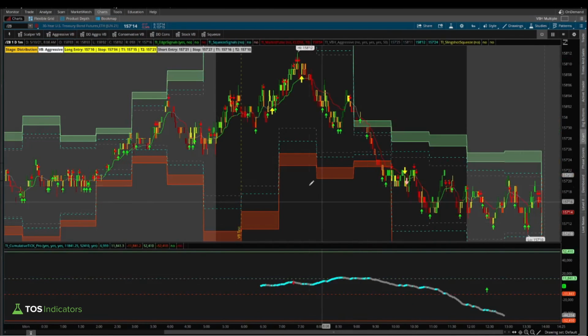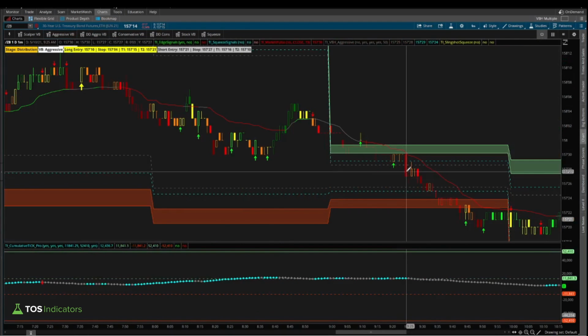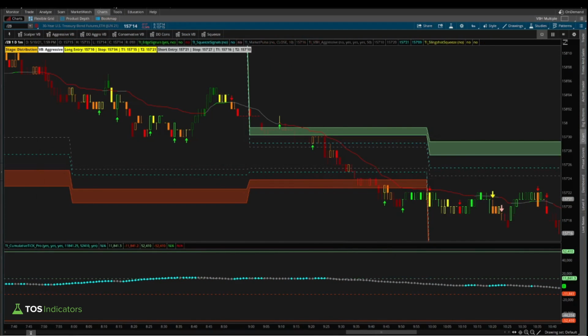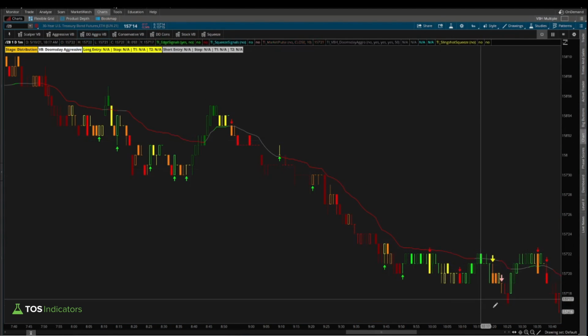If we zoom out, 30-year bond, very similar to the Russell here, just at a different time frame. We're in that 9 to 10 a.m. Pacific hour. We had price action breach our aggressive clouds. We broke outside of it and adjusted to our volatility. So went from our aggressive to our doomsday aggressive models.